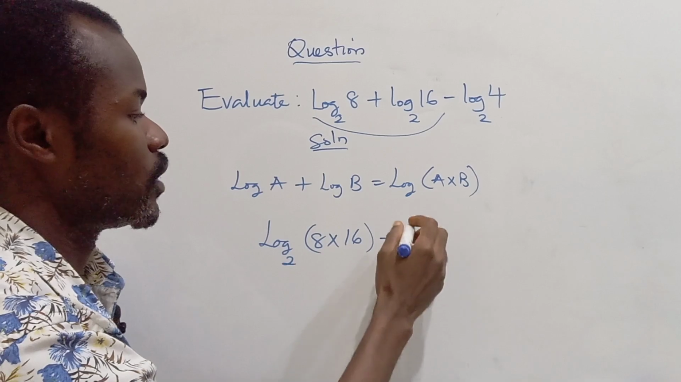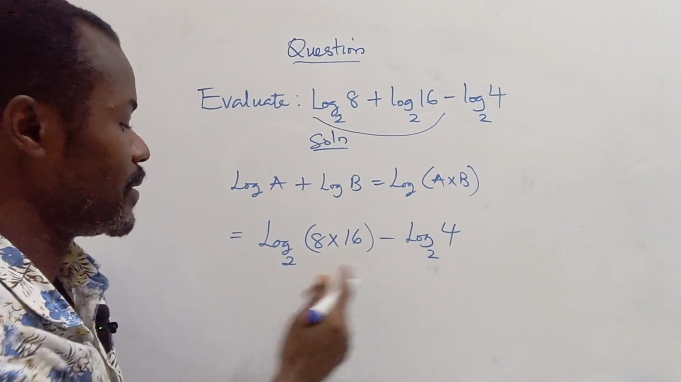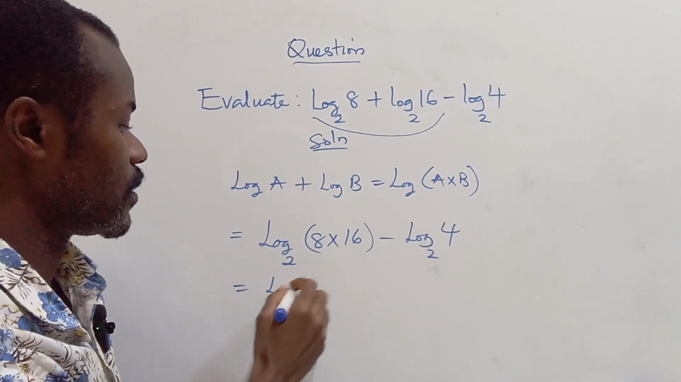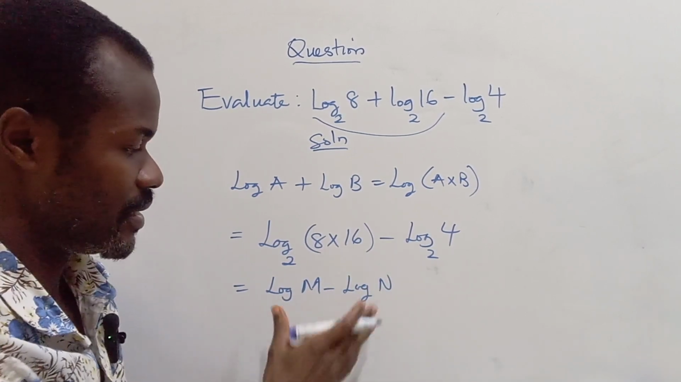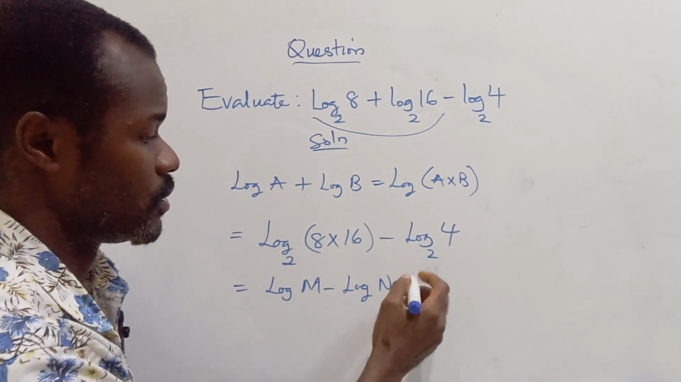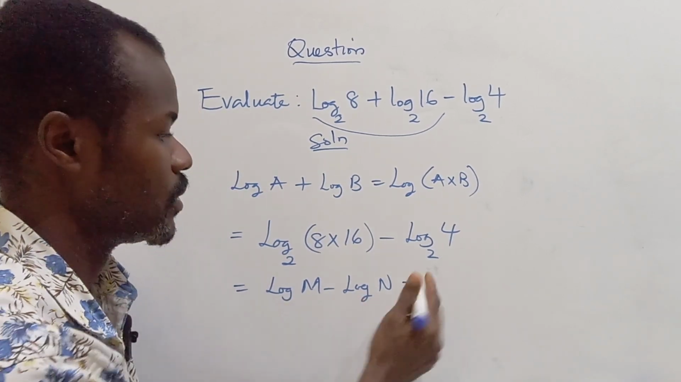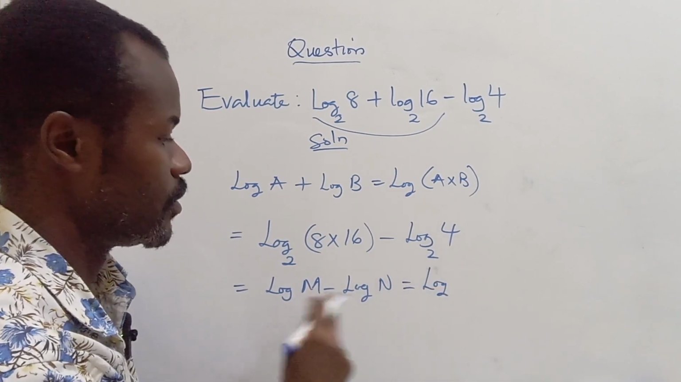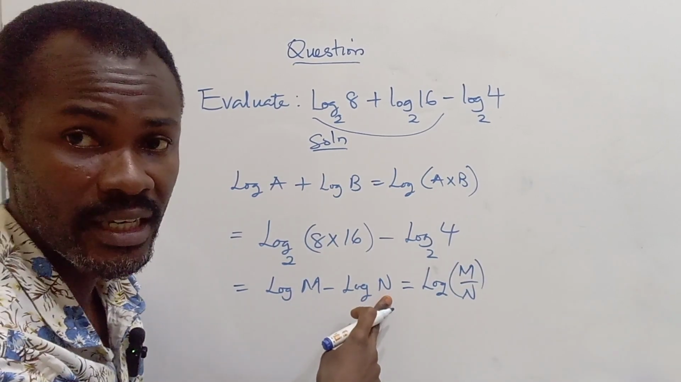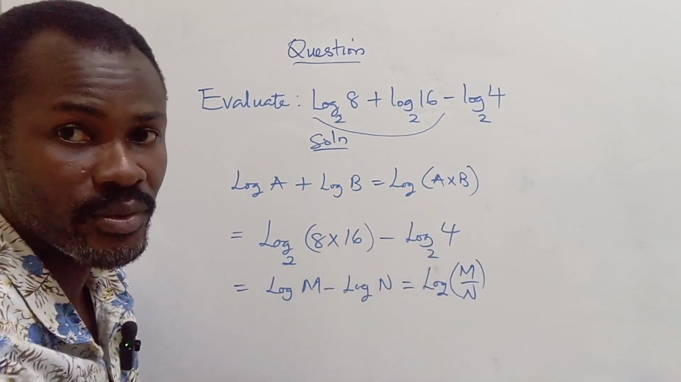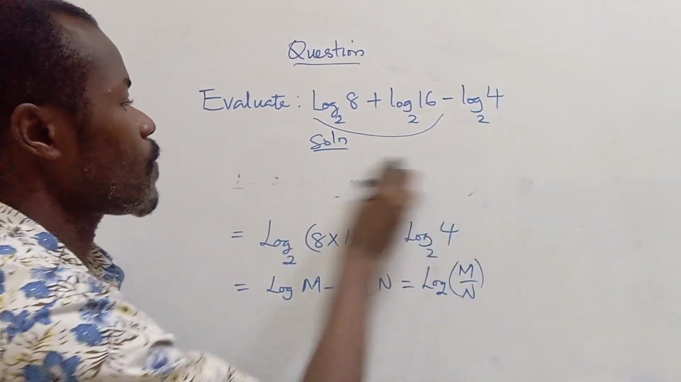Now we have minus log 4 base 2. Now from this, we have log M minus log N. This has to do with the law of logarithm that has to do with subtraction. So when we are subtracting, we are going to divide: M divided by N. So we're actually going to apply it to this expression, and let's see what that is going to give us.